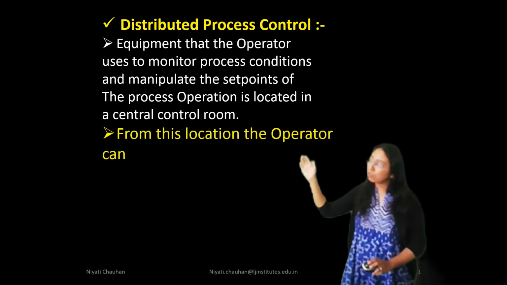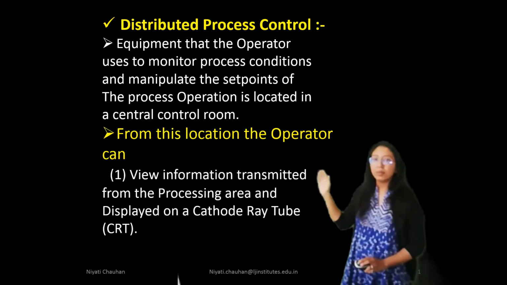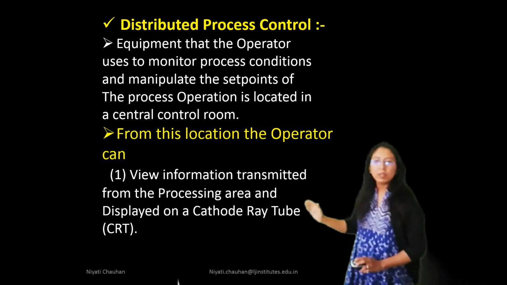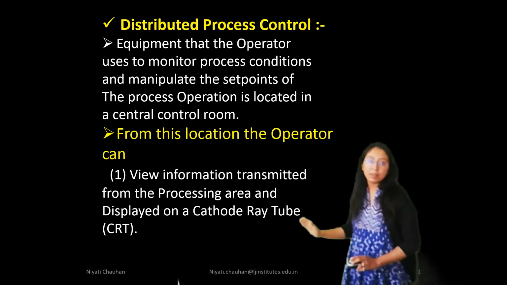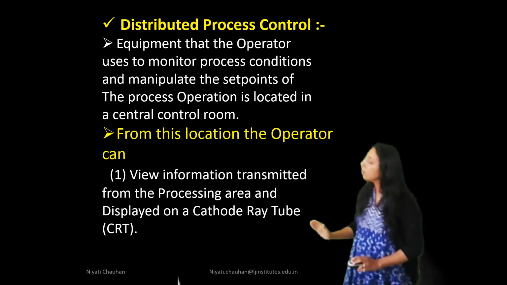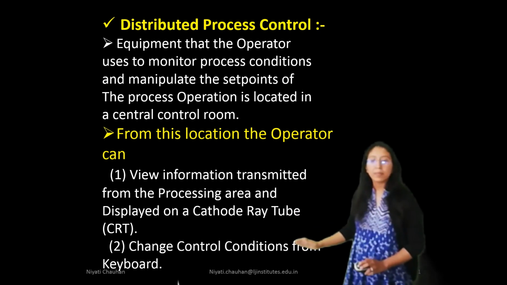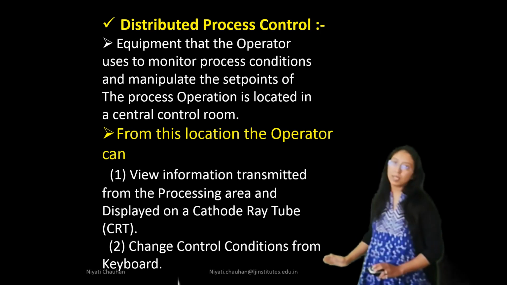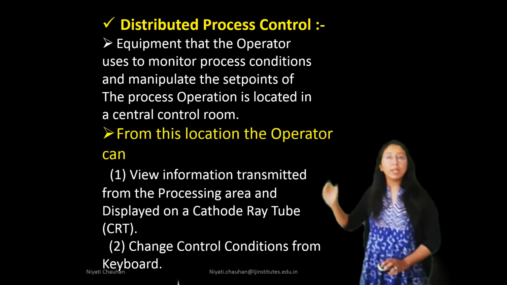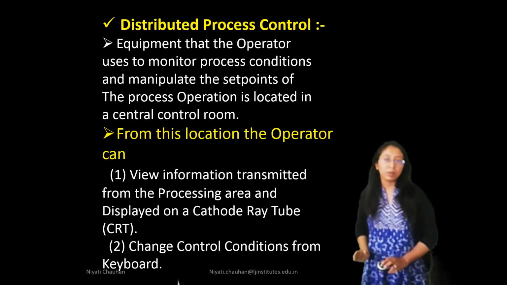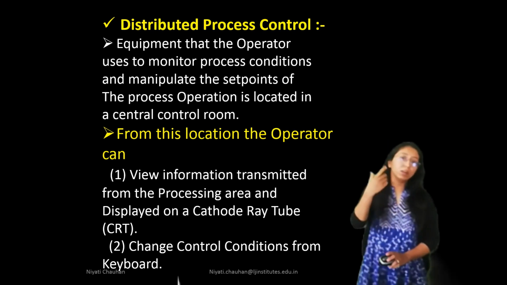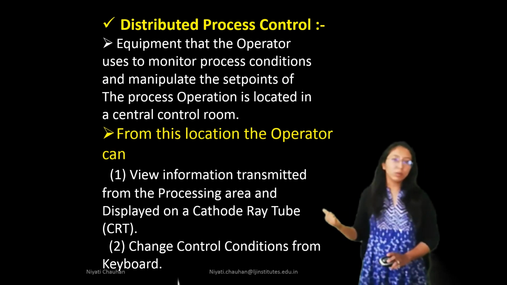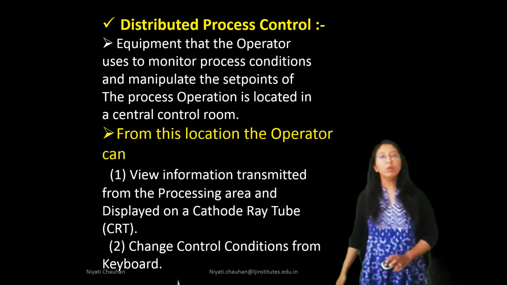From this location, the operator can first view information transmitted from the processing area and displayed on a cathode ray tube, CRT. And second, change control conditions from the keyboard. So in distributed process control, the process is located at the control room and the operator can view the whole process in the control room and change conditions through the keyboard.